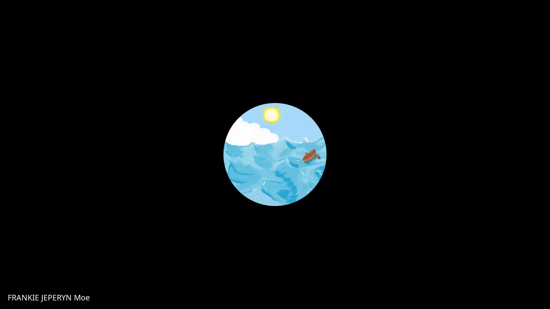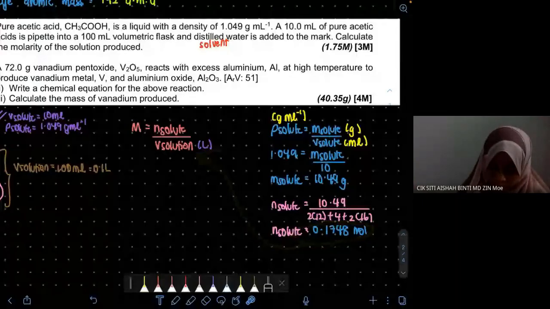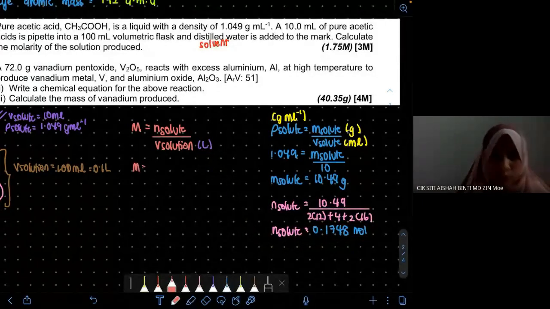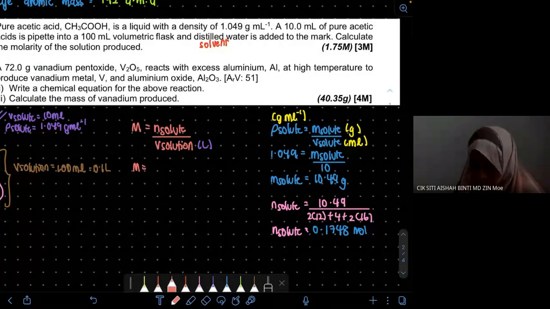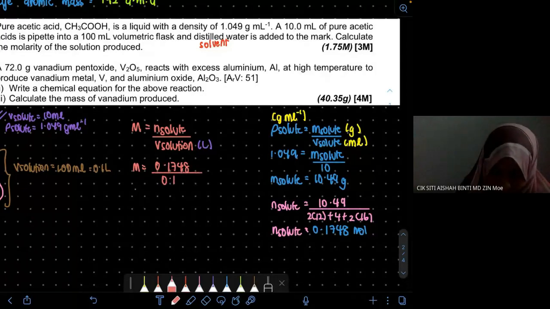Okay, so Frankie, what is actually the number of mole of solute kita? 0.1748 mole. So we get this value. So right now we can straight away masukkan in our formula. So molarity is equal to number of mole of solute 0.1748 divide by 0.1. So molarity kita, we do get 1.75 molar.